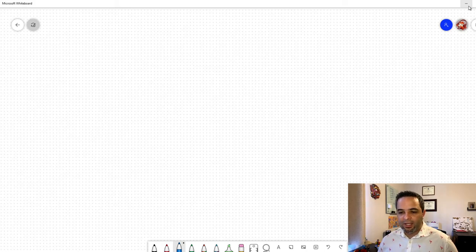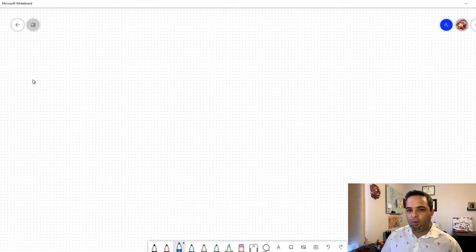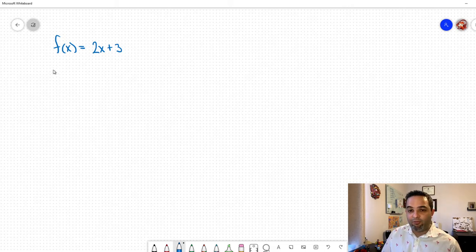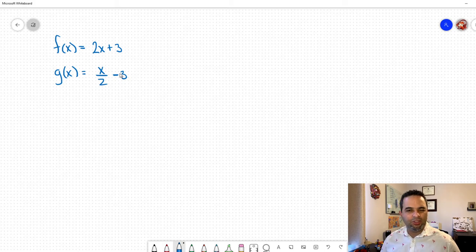I'm going to look at how to do this algebraically first, and then we'll verify our answers by looking at a graph. All right, so I'm going to start by writing my first pair of functions here. I have f of x is equal to 2x plus 3, and then I'm going to have g of x be x over 2 minus 3. So are those inverses of one another? How do I prove this algebraically?